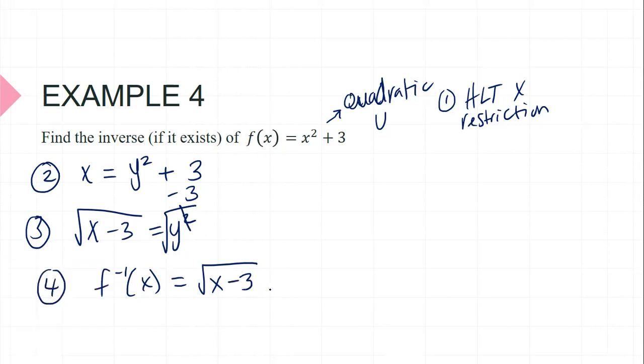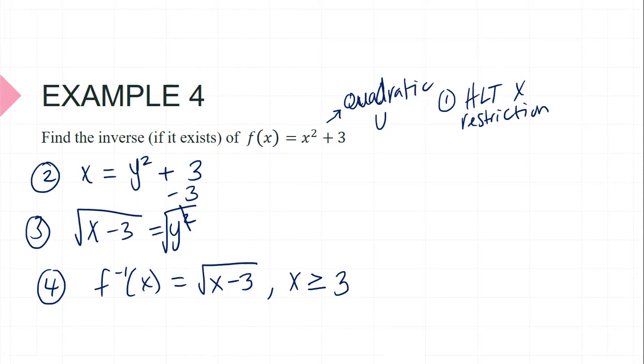So now I need to state my restriction. What can you not have underneath the square root? A negative. So what would have to be true in order for this to work? What's my restriction? x has to be greater than or equal to. There we go. My restriction is x has to be greater than or equal to 3. Otherwise, would my inverse be a function?